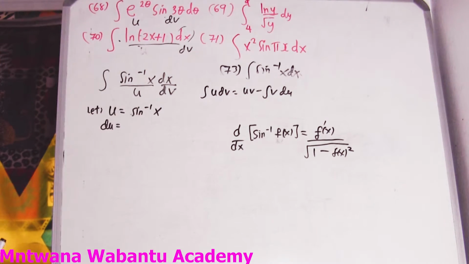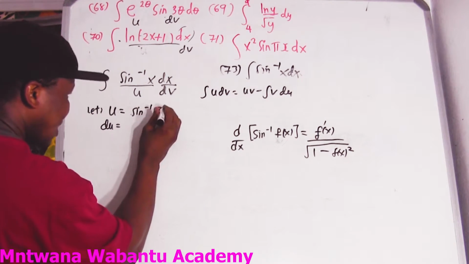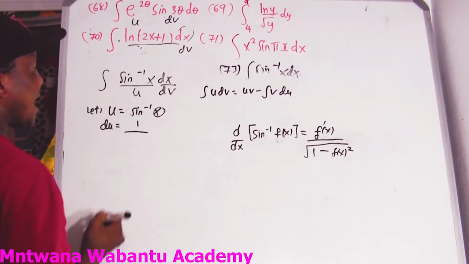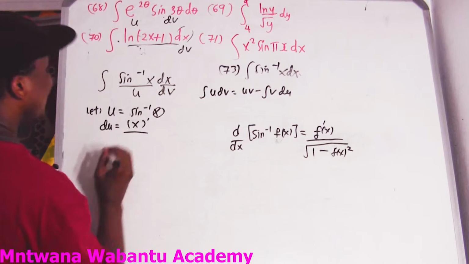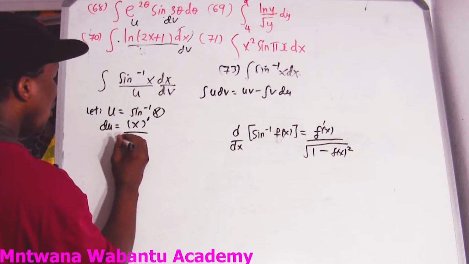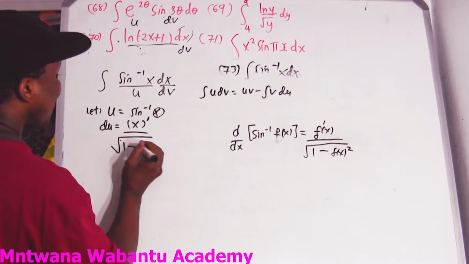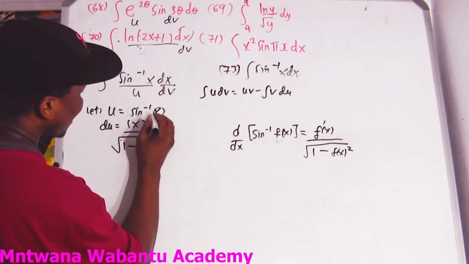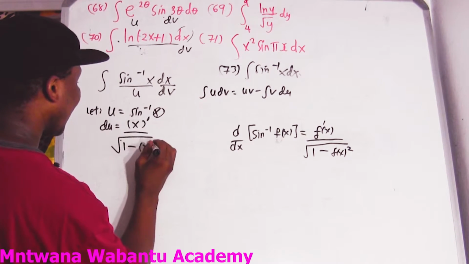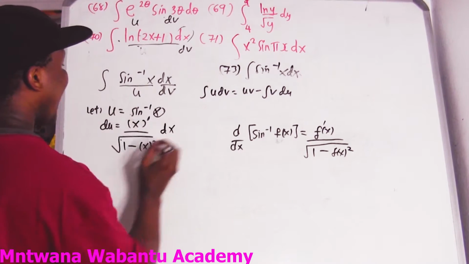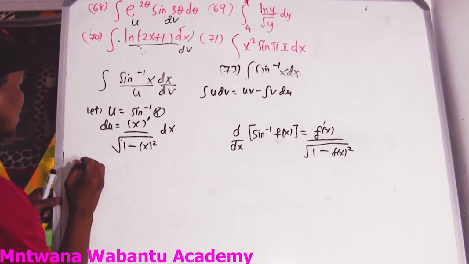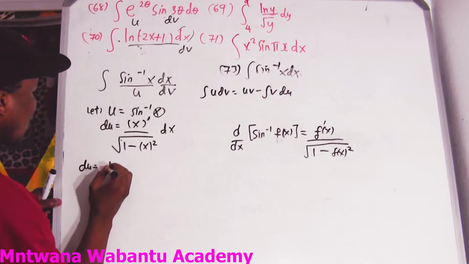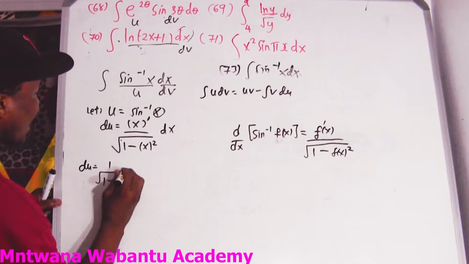So we do the same thing. You differentiate the function here, which is going to give us 1 on top. If you want to show all your solution in the exam, you do this. You say differentiate x, and then square root of 1 minus the function squared. What is the function? It's x in this case. The derivative of x is equal to 1. So du equals dx over the square root of 1 minus x squared.